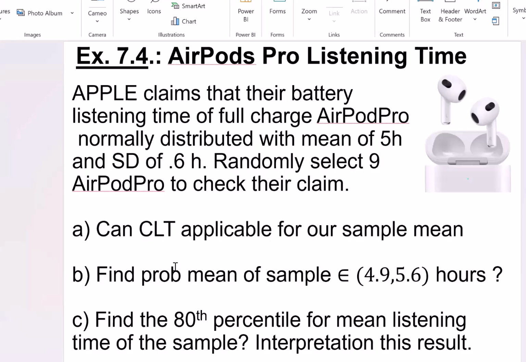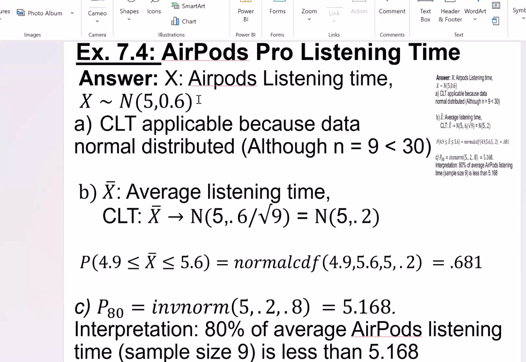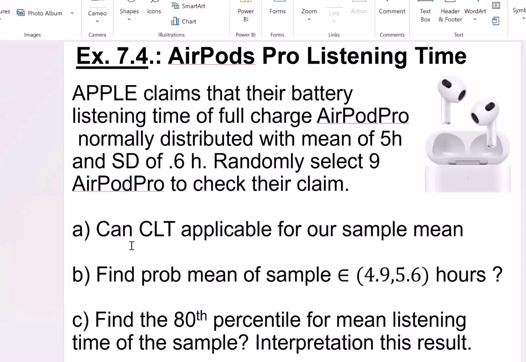So B, find the probability that the mean of a sample is from 4.9 to 5.6 hours. So let's do it. But first, you need to specify what's the distribution of the sample mean X bar. Here we make this problem a little bit more formal. X variable represents the AirPods Pro listening time, then X will follow normal with mean 5 and standard deviation 0.6, as stated in the problem.